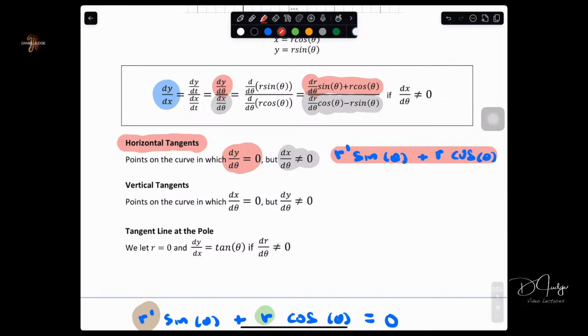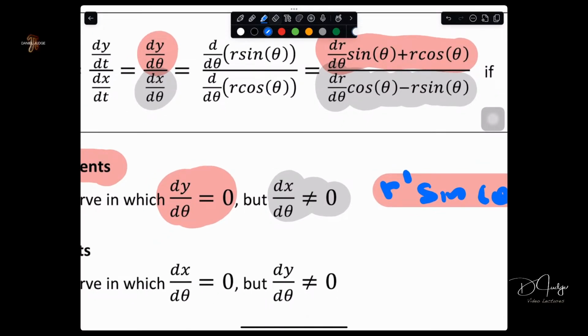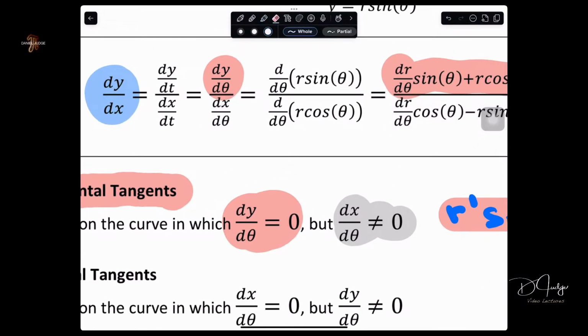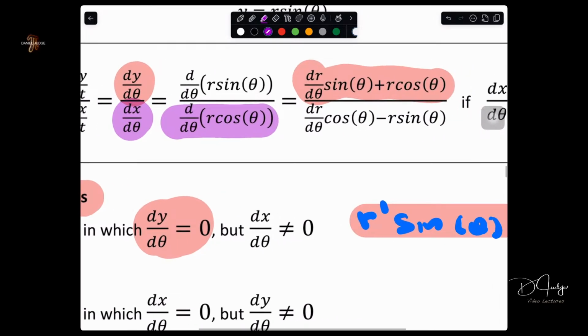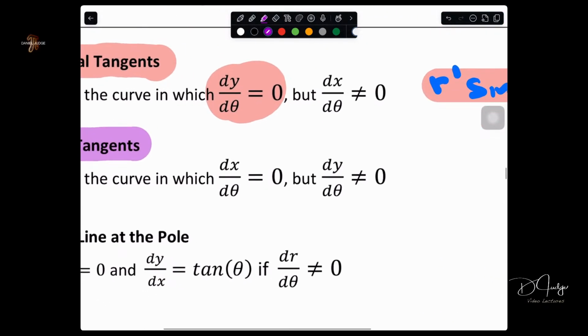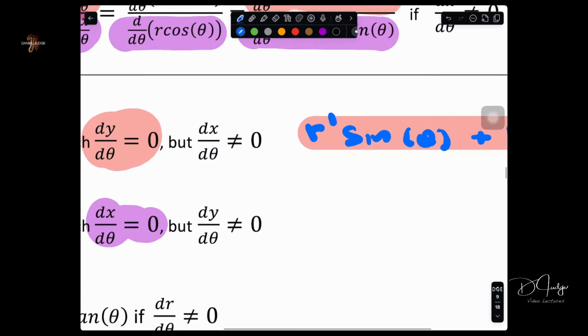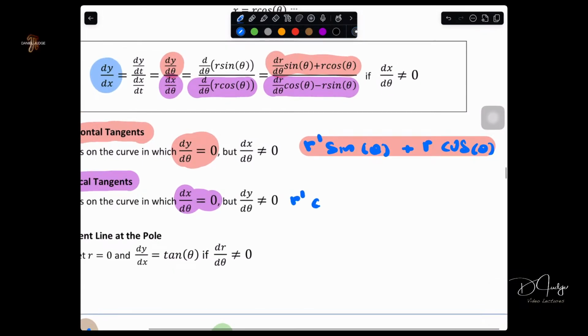So for vertical tangents, for your derivative here, if you recall, we're going to need to set the denominator equal to 0 now. So we're going to focus on the vertical tangents. And let me emphasize with color. Your denominator in your derivative for dy dx will be 0. This is for vertical tangents now. And that just means dx d theta has to be 0, but dy d theta can't be 0. So this is going to be described now as r prime cosine theta minus r sine theta will give you a nice 0.